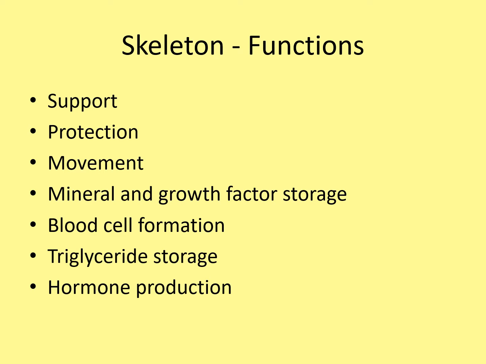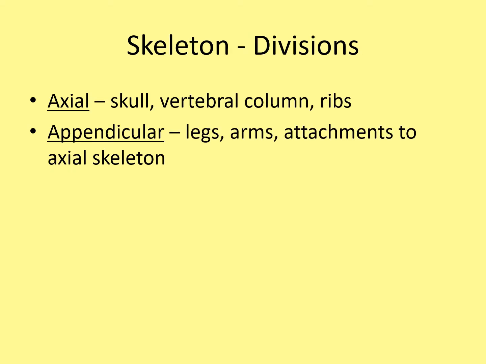For the skeletal system overall, the functions are support, protection, and movement. They are involved with both mineral and growth factor storage, blood cell formation, triglyceride storage, as well as some hormone production. The skeleton is roughly divided into two divisions or two parts. The axial skeleton is comprised of the skull, the vertebral column, and ribs, and then the appendicular skeleton, as the name implies, is comprised of the appendages, the arms, the legs, and how they are attached to the torso.